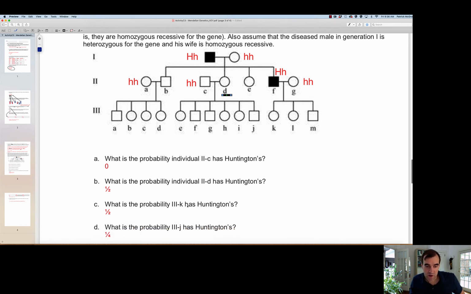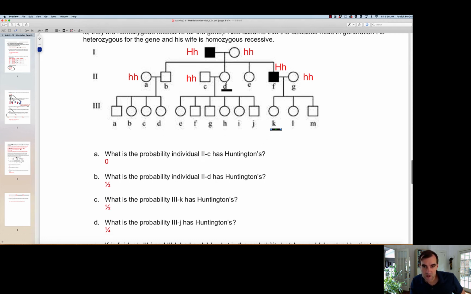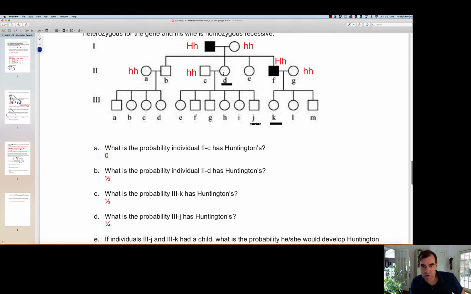What is the probability that 3K has it? One of its parents is big H, little h. One of its parents is little h, little h. So again, it's just a 50% chance if we do the Punnett square. 3J, what are the probabilities that 3J has it? Again, there are two possibilities for this individual 2D. So this individual is 50% chance.